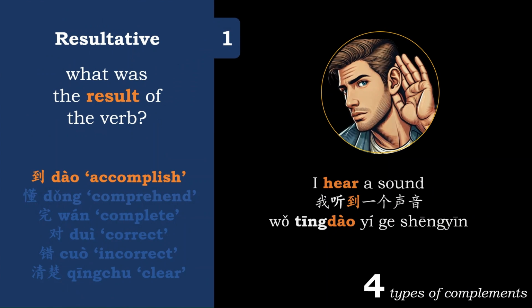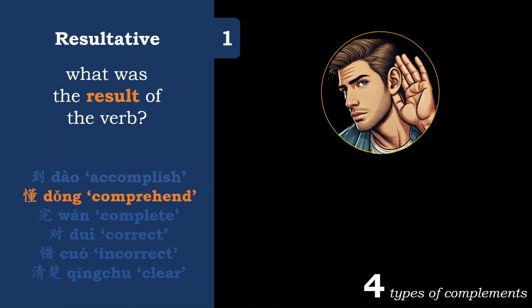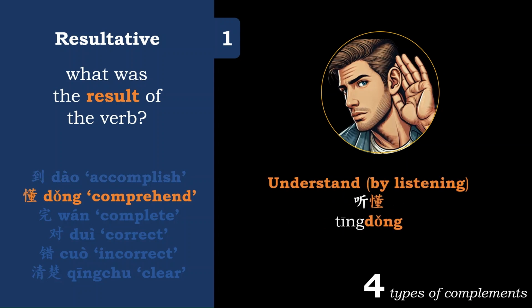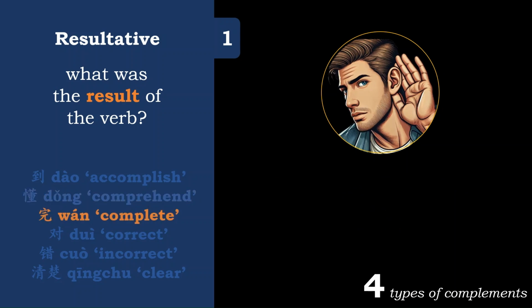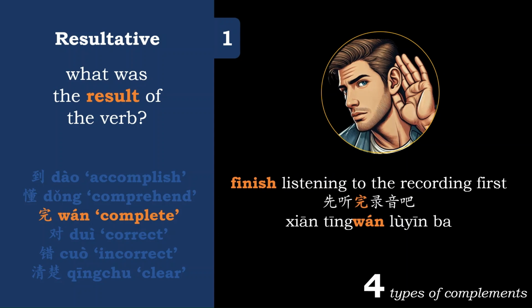And continuing on, 懂 means to comprehend or understand. So understand by listening is 听懂. I understand what you mean. 我听懂你的意思. So imagine someone has just verbally explained something to you, and then you say, I understand what you mean. 我听懂你的意思. One, complete. To finish listening, 听完. Finish listening to the recording first. 先听完录音吧.